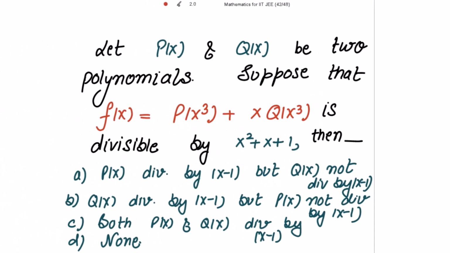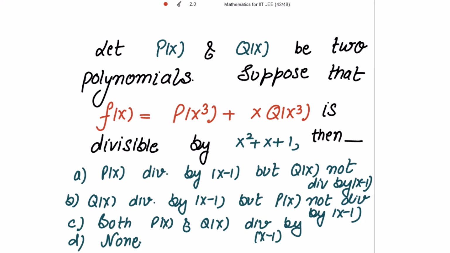Good morning. It is given that P(x) and Q(x) are two polynomials, and suppose that f(x) is equal to P(x³) plus x times Q(x³). This is divisible by another polynomial x² + x + 1. Then we have to find which of these options are correct.